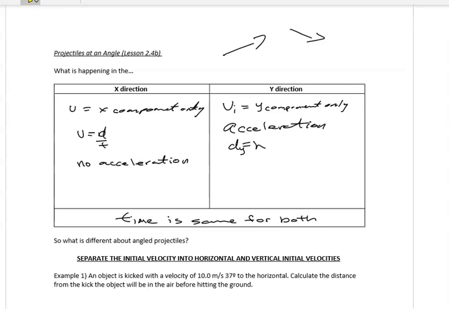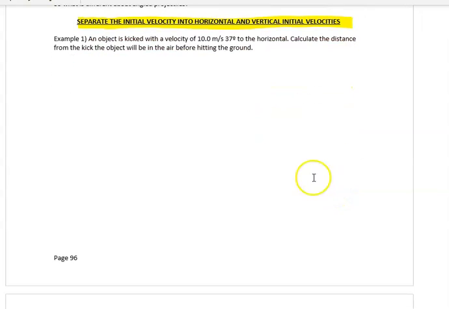So again, one of the key things we're going to need to do is separate the initial velocity into horizontal and vertical components. Let's take a look at an example here to see how this goes. We've got an object that is kicked from the ground at 10 meters per second at an angle of 37 degrees from the horizontal. And we want to calculate this distance, this range.